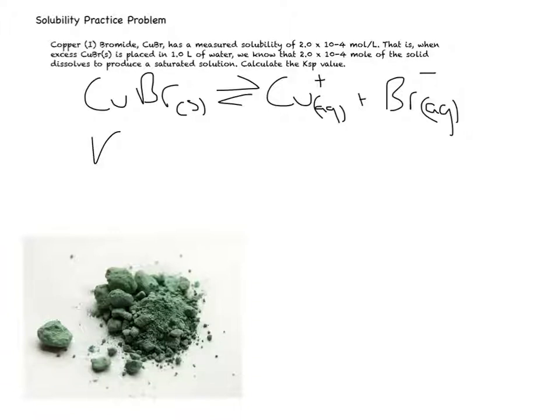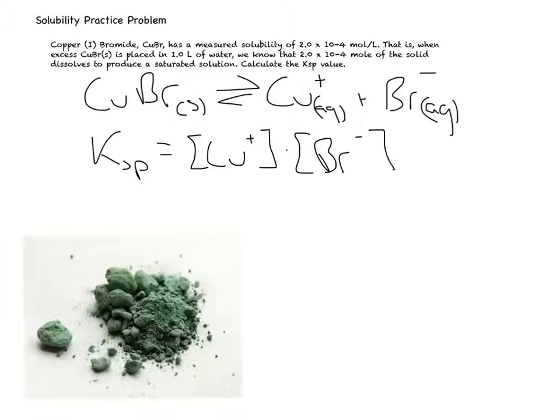So Ksp is going to be equal to the concentration of the copper ion times the concentration of the bromide ion. And we're not going to include copper bromide in the Ksp equation because remember, it's a solid and solids aren't included in the Ksp equation. So here's our Ksp equation, and we need to find Ksp.